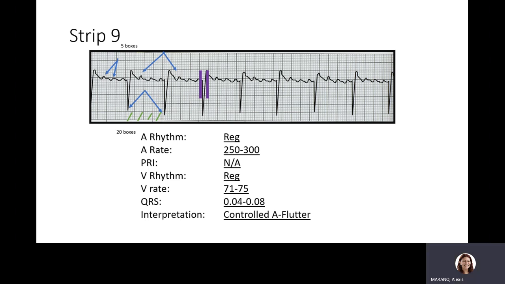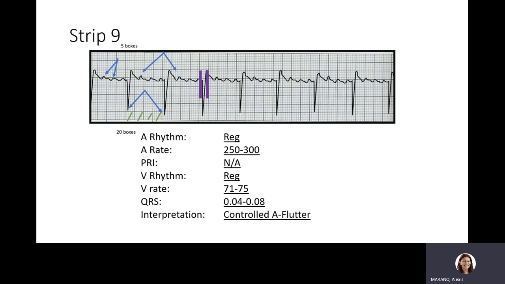Our atrial rhythm here is regular. For our rate, we're going to count the number of small boxes from one flutter wave to the next, and you'll get 5. So you're getting a rate between 250 and 300. Your PR interval is NA. These are flutter waves, not P waves, so you cannot measure a PR interval.